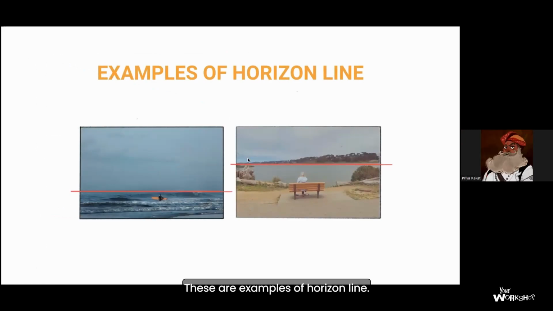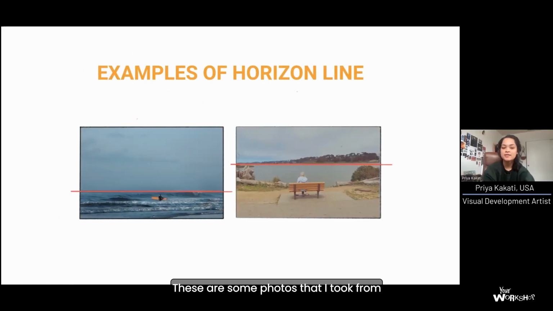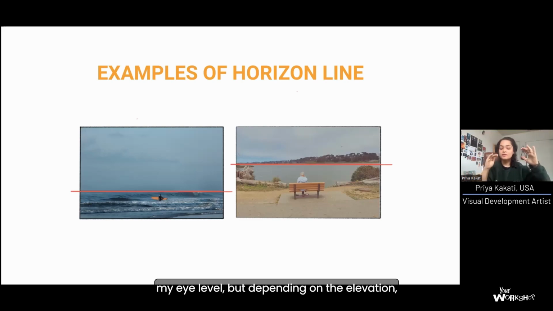These are examples of horizon line. These are some photos that I took from my eye level, and depending on the elevation, the horizon line is different.